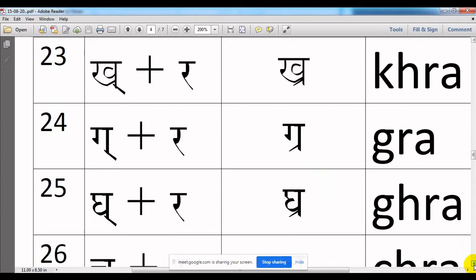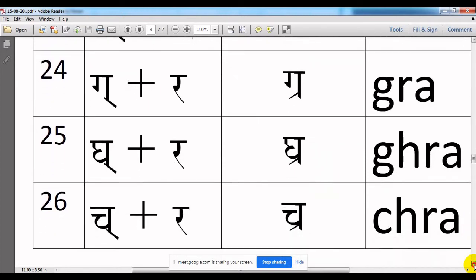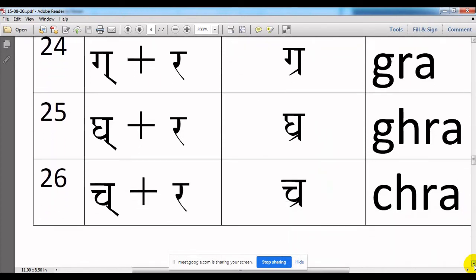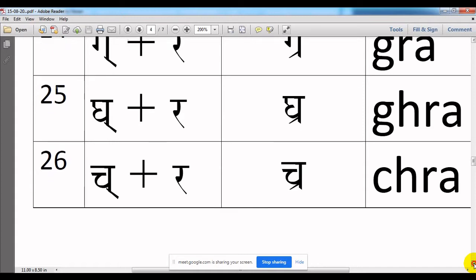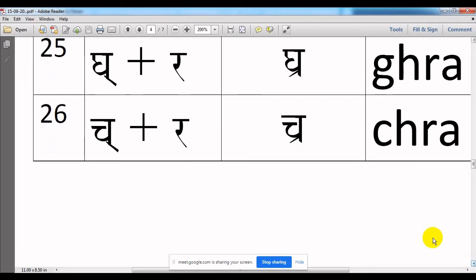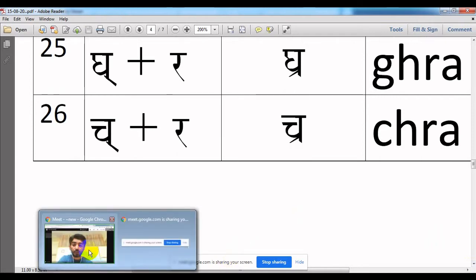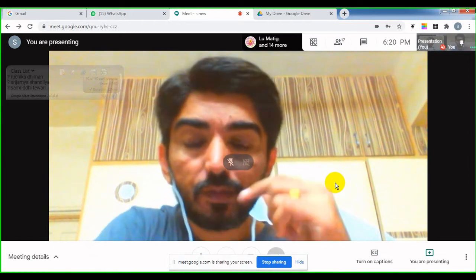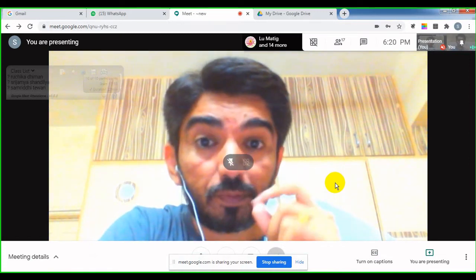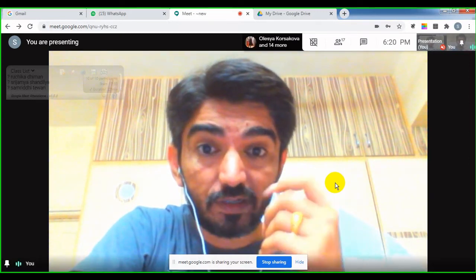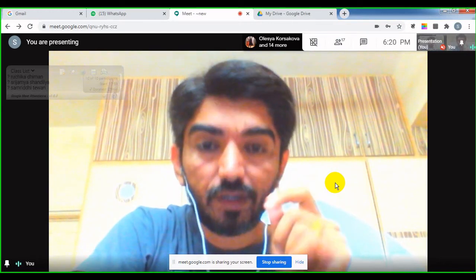25, agra. 26, achra. Okay, so like this, there are so many mixed letters. But some of the mixed letters, the joint letters, when you study them, slowly you will get the rhythm to pronounce the letters. You will get the rhythm to read the letters. Okay, and that is a must.